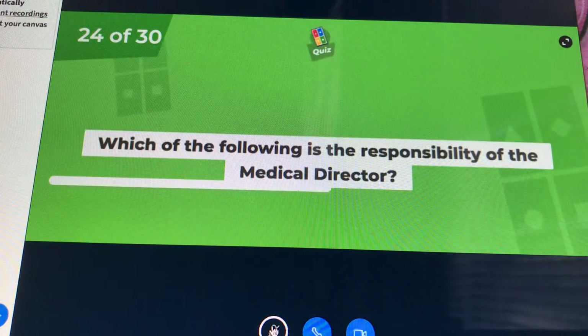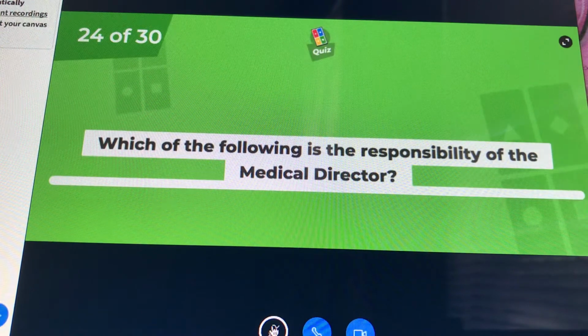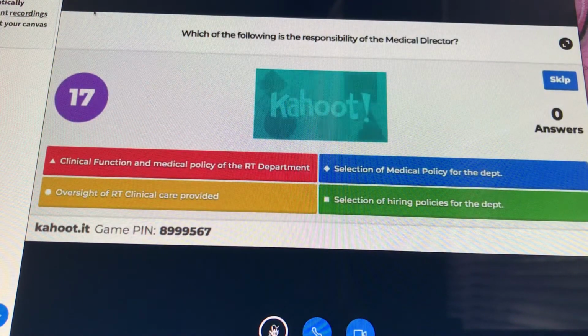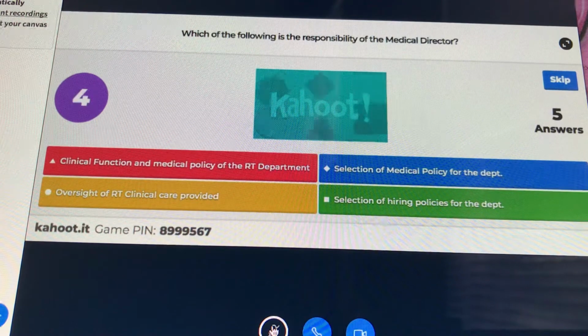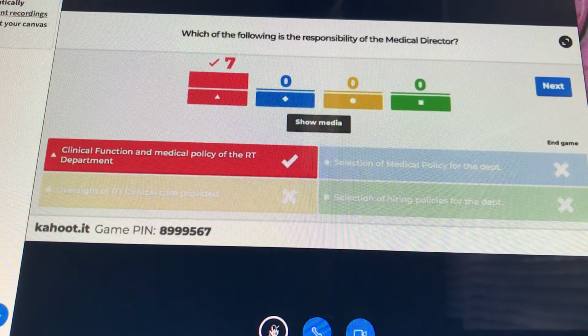Which of the following is the responsibility of the medical director? Good. So that is the clinical function and medical policy of the RT department. They're usually not involved in the day-to-day stuff, but they oversee the policies and how the respiratory department works overall.